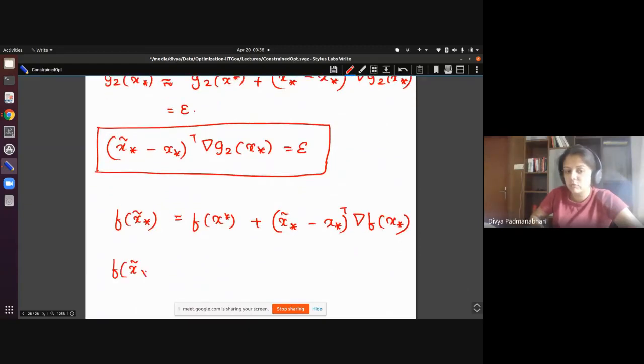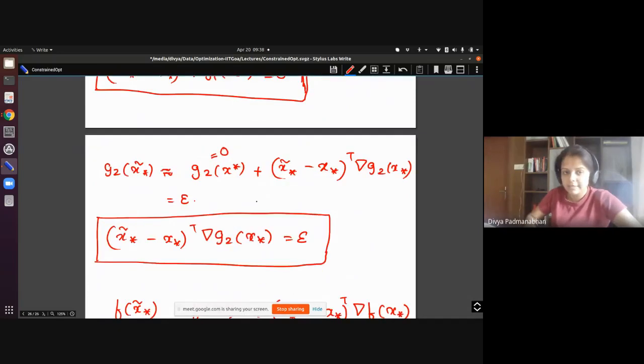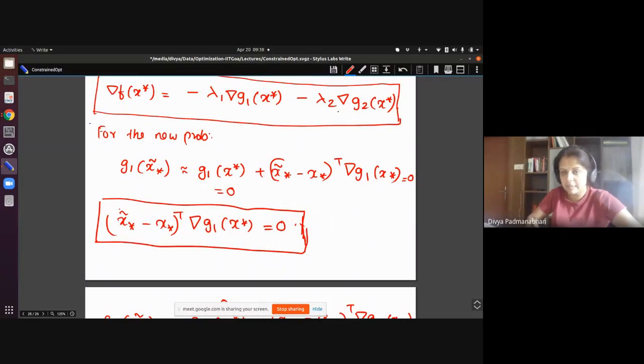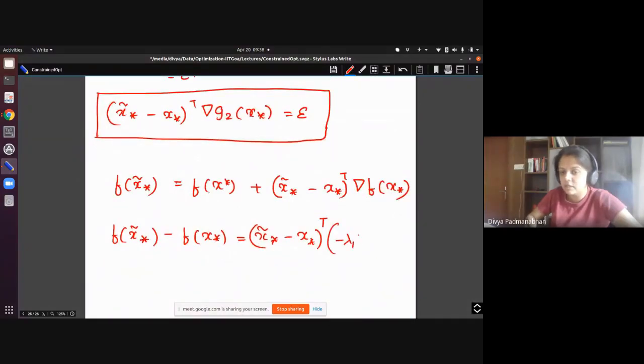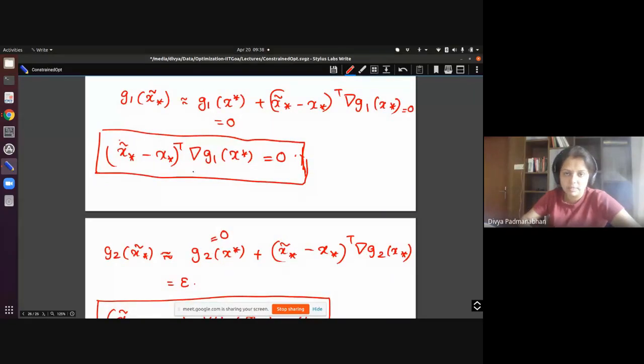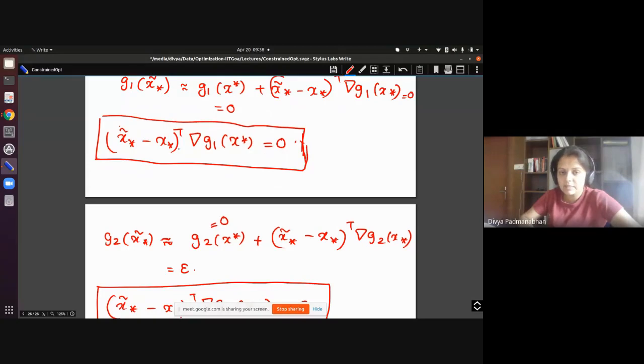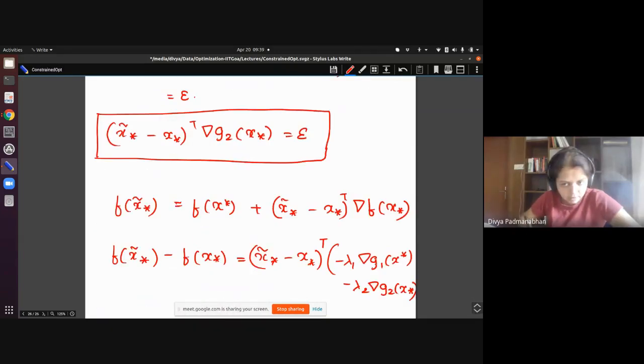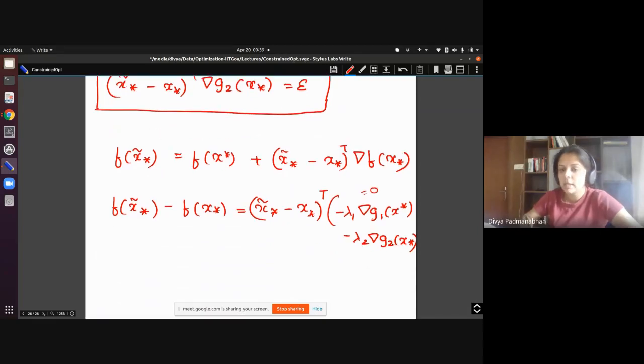So what you're going to get is f x tilde star minus f x star is (x tilde star minus x star) transpose gradient f x star, which is minus lambda 1 gradient g1 minus lambda 2 gradient g2. So this is minus lambda 1 gradient g1 x star minus lambda 2 gradient g2 x star. Now in this expression, we derived these forms from the Taylor series approximations. For this constraint g1, which is active but which has not been perturbed, this term (x tilde star minus x star) times gradient is 0. And what remains is just this.